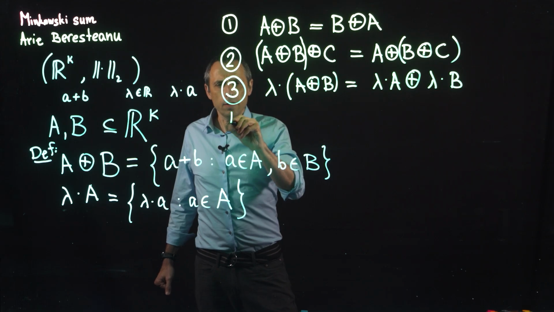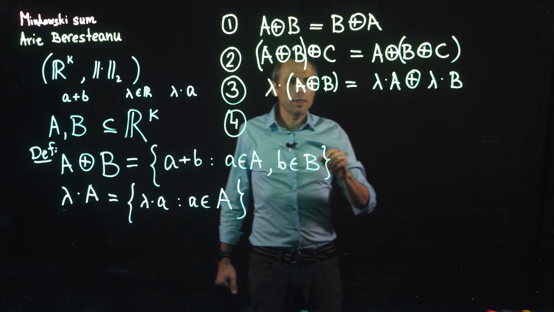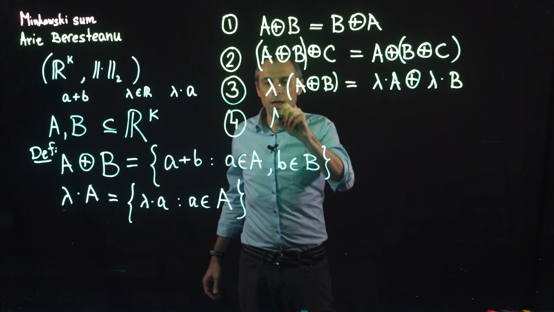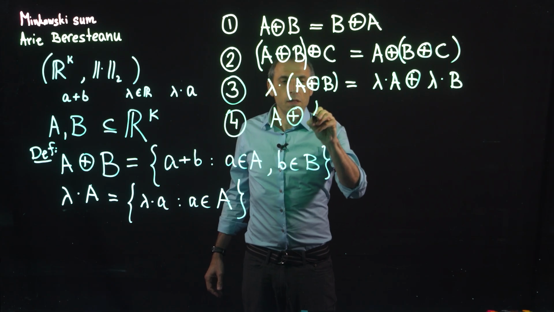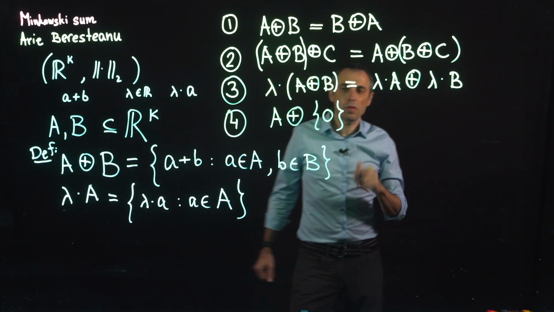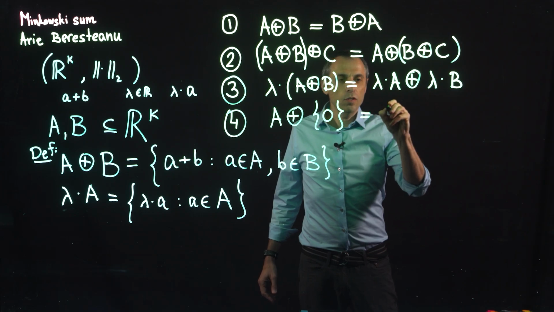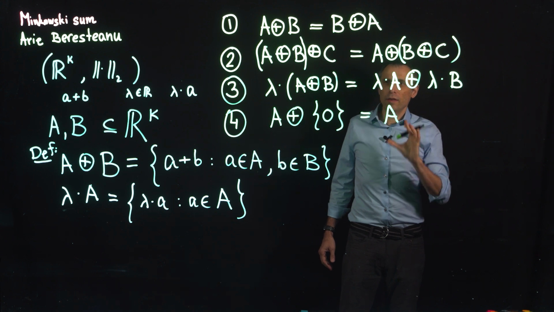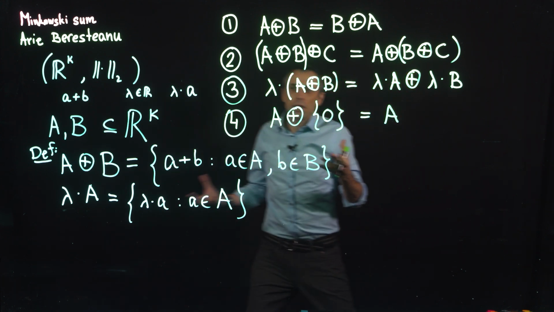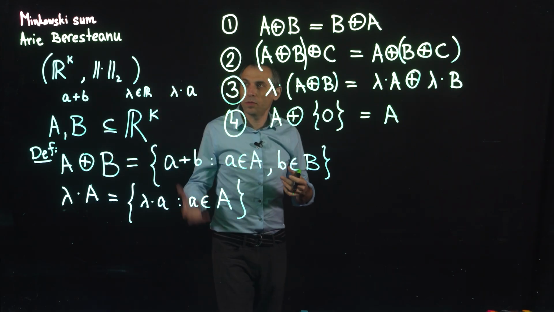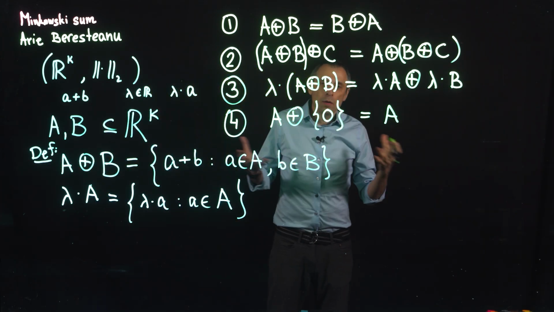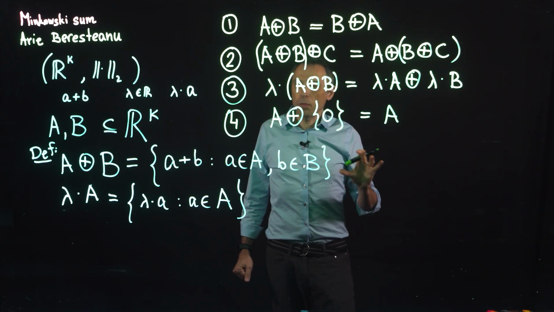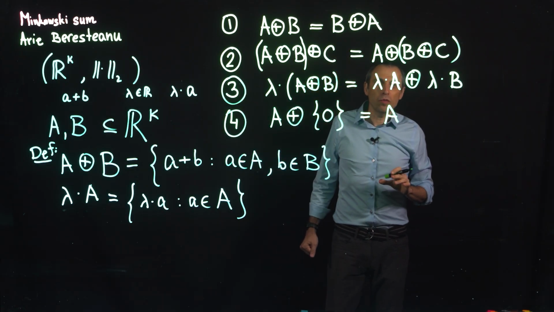and it's good that they are correct. Number 4: let's take the set that contains the vector 0 in R^k. If we take A, Minkowski summation, a set that contains only one element, the vector 0, as expected by the definition, we'll get A back. So we are very happy that we have these 4 basic properties. Otherwise, let's admit it, the Minkowski summation wouldn't make a lot of sense. So these are 4 very basic properties related to the definition of the Minkowski sum.